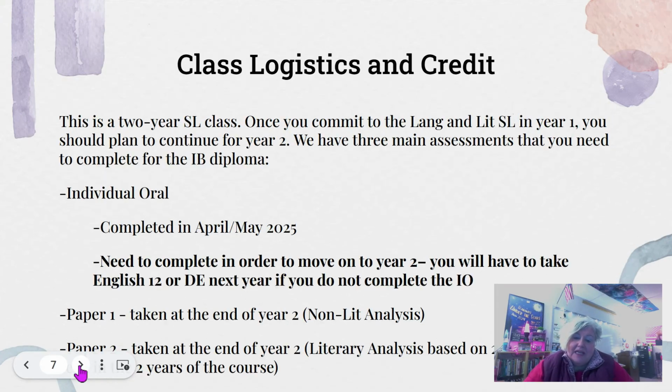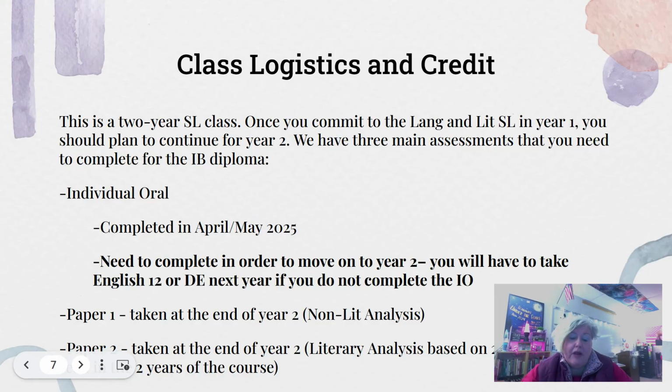As I said in the beginning, this is the first year in a 2-year class. Once you commit to SL1, you should continue to take SL in your second year. There are three main assessments that you need to complete for your IB diploma. In year one, we'll do your individual oral, and that's completed in April or May. You must do this individual oral in order to continue on into SL2. If you don't, then you need to take English 12 or English 12 dual enrollment your senior year.